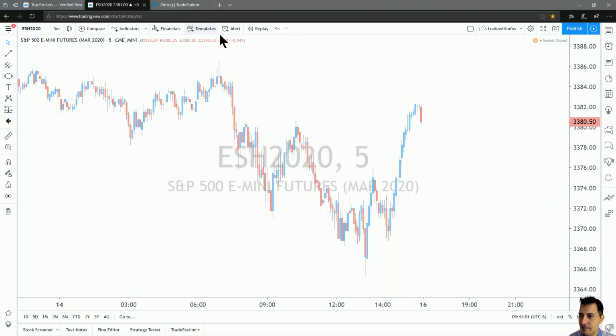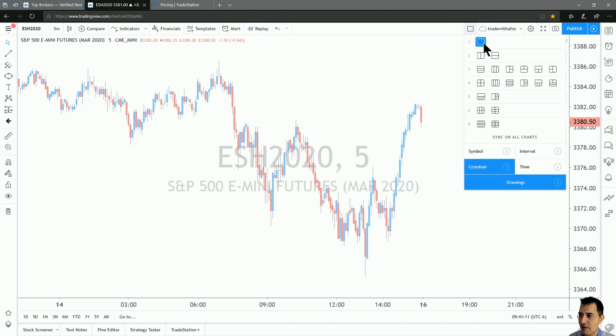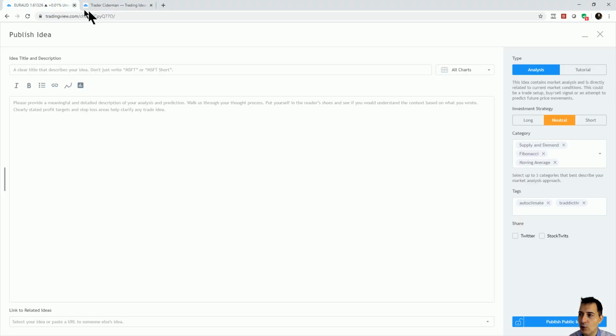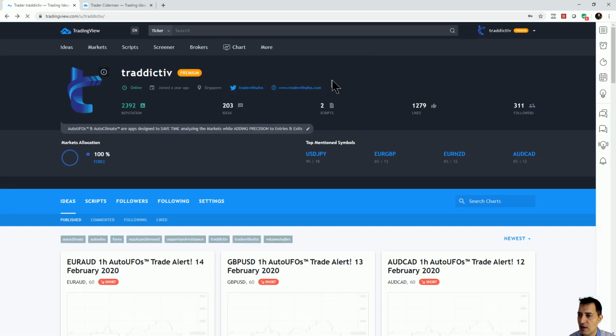Okay, what else? Your replay. Okay, we talked about it, so I will not repeat it because you know about this. And then going to the right as well, here you have the opportunity to create different types of layouts. Remember, with the free version, only one chart. With the pro premium version, etc., you can do more fancy stuff. I'm going back to charts.